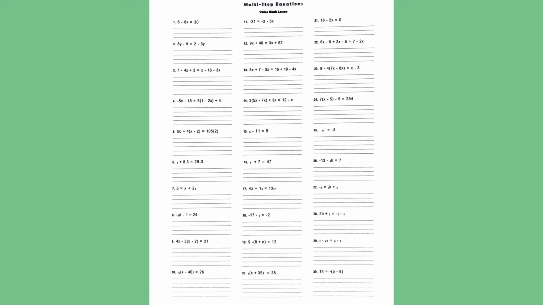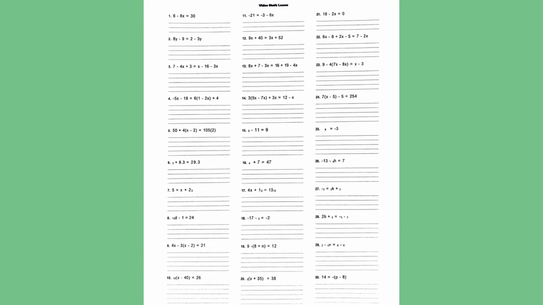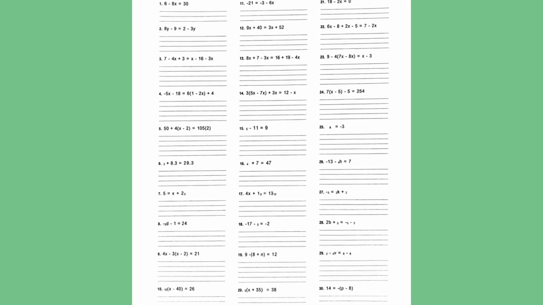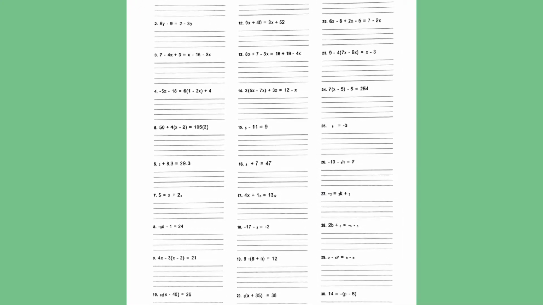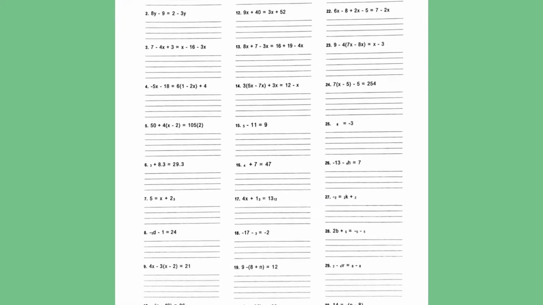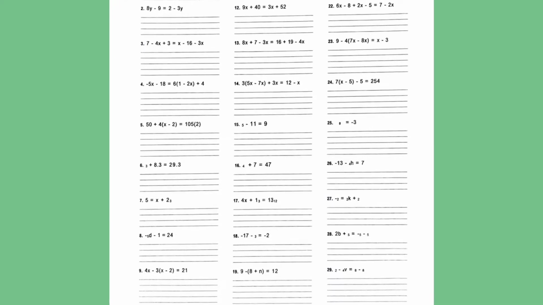Notice there are lines underneath each equation. That's to help keep your work orderly and neat. Oftentimes, when you have lines like this, they can be used as hints for about how many steps or how many sentences or how much you should write. In this case, not so much.